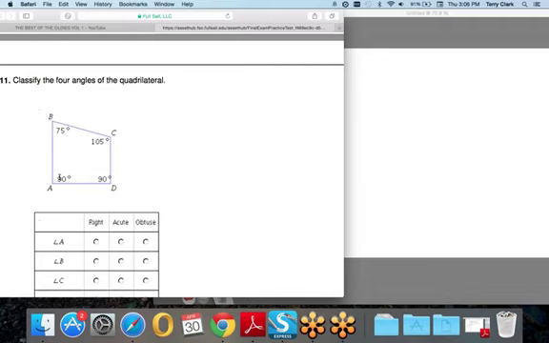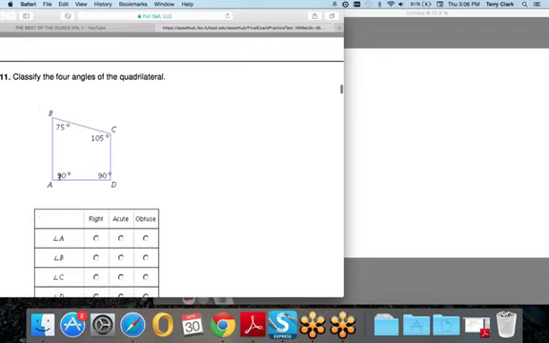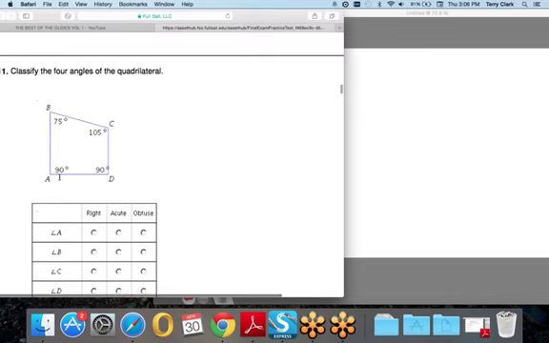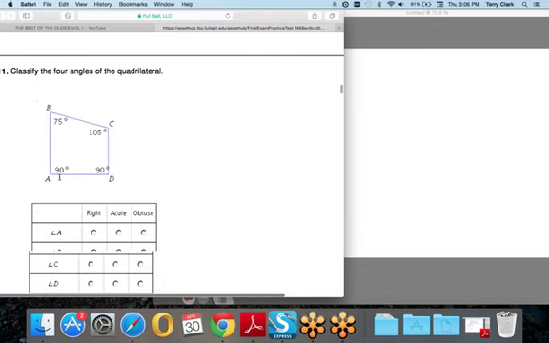Okay, so the first one's going to be angle A. Angle A is going to be a right angle, and it's right because it's 90 degrees. An angle that is right is exactly 90 degrees. Angle B is going to be an acute angle, and it's acute because it's less than 90 degrees.